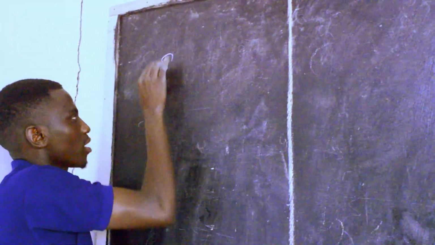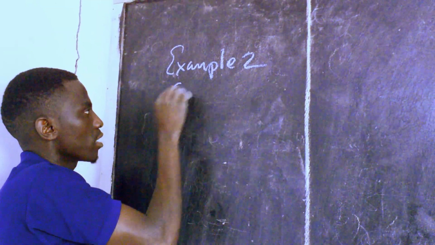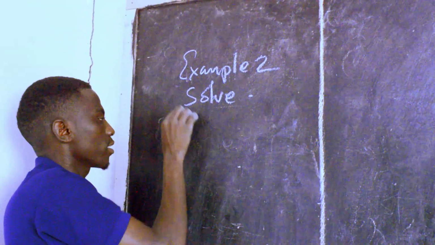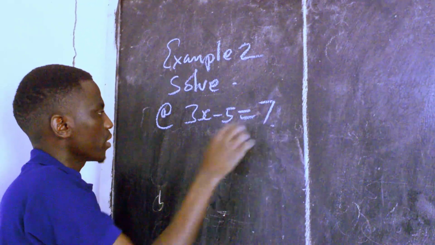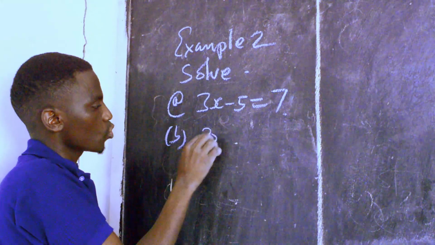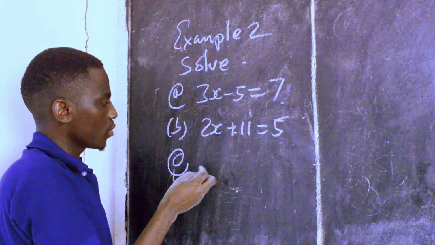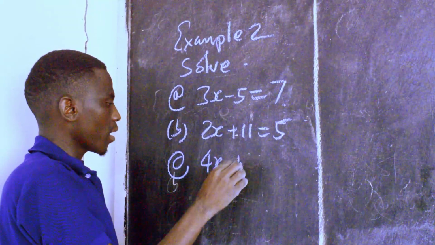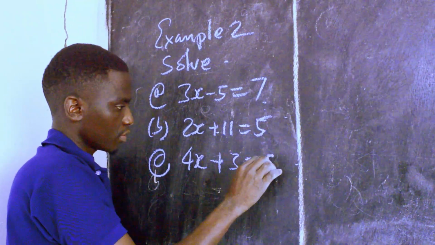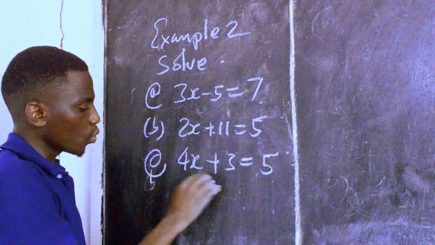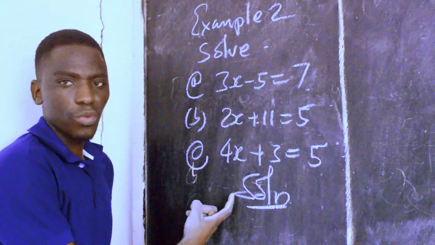Example 2. Let's say you have to solve: A, you have 3x minus 5 is equal to 7, and B we have 2x plus 11 is equal to 5, and C here we have 4x plus 3 is equal to 5. We have this kind of question here. Now we are solving this kind of question.